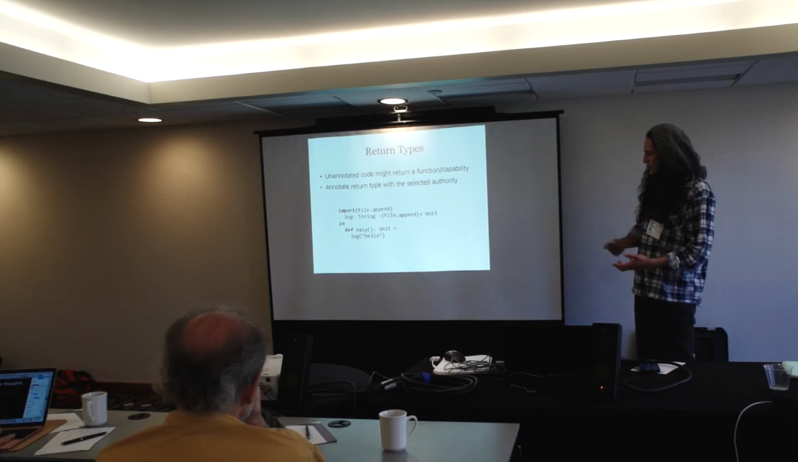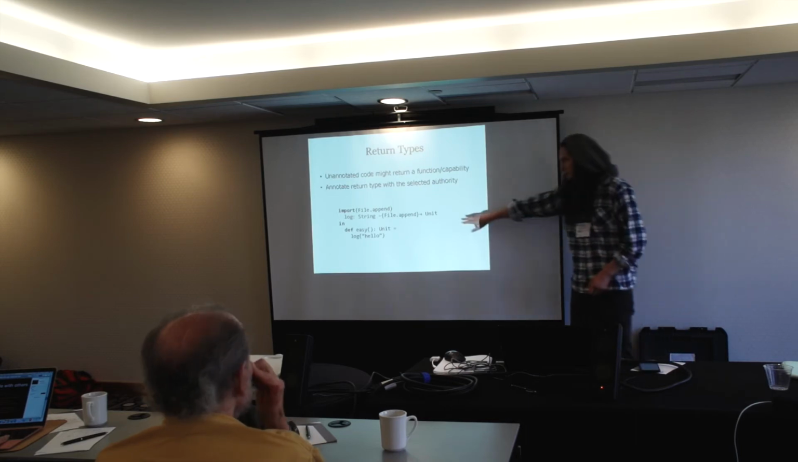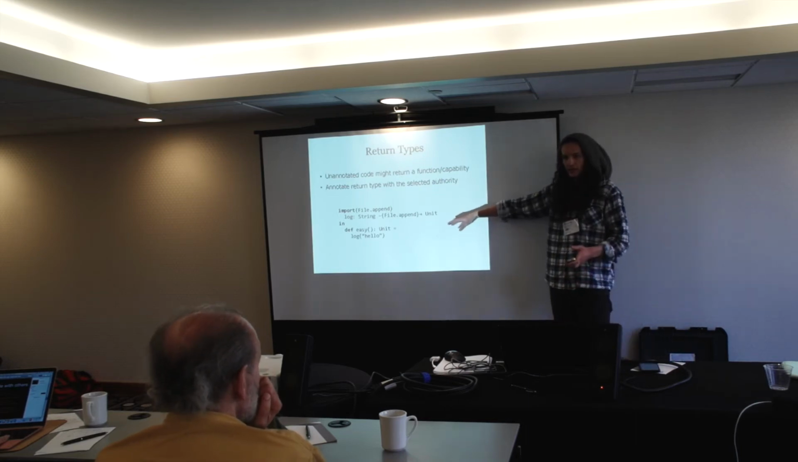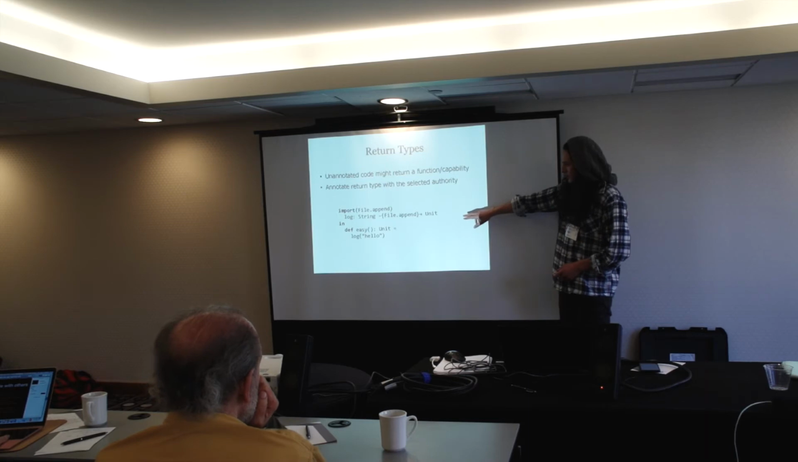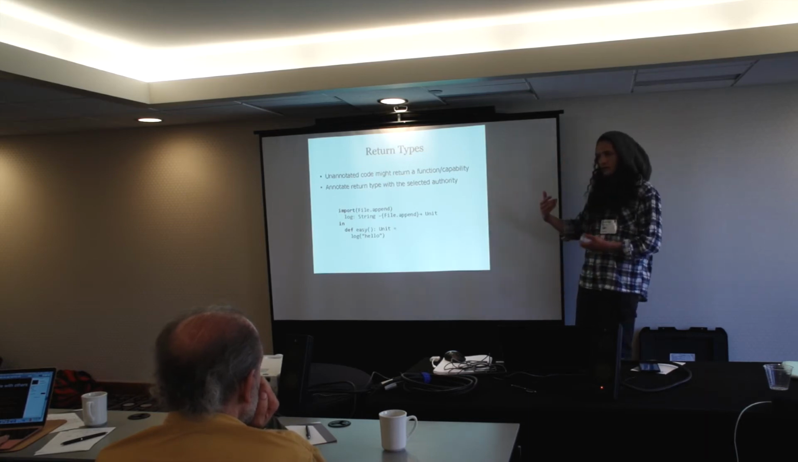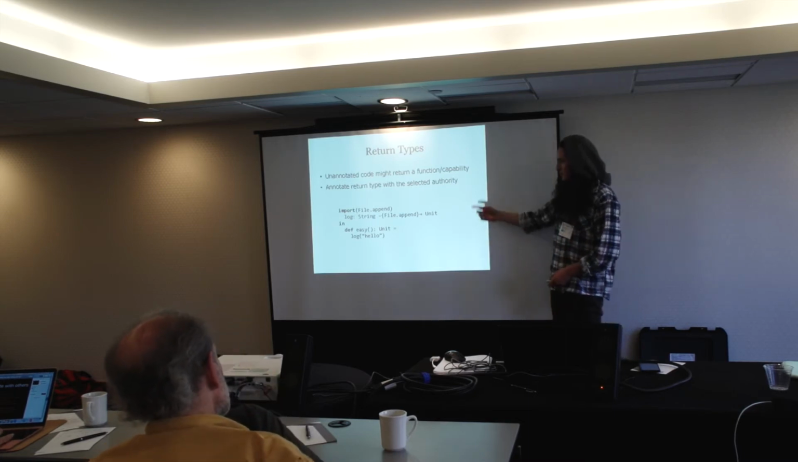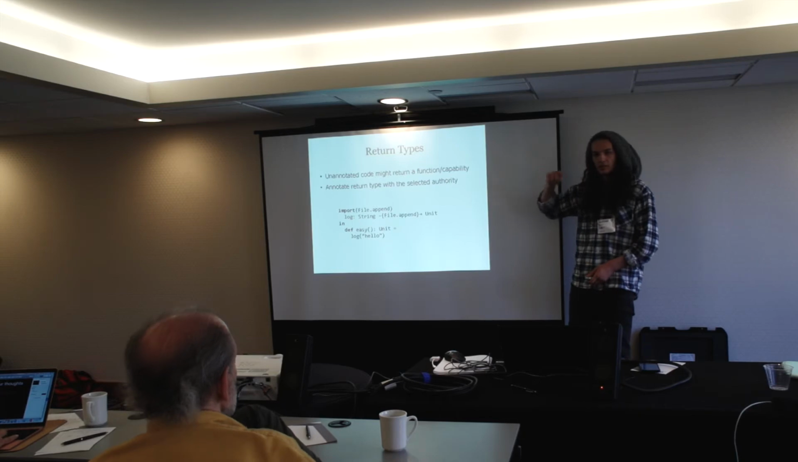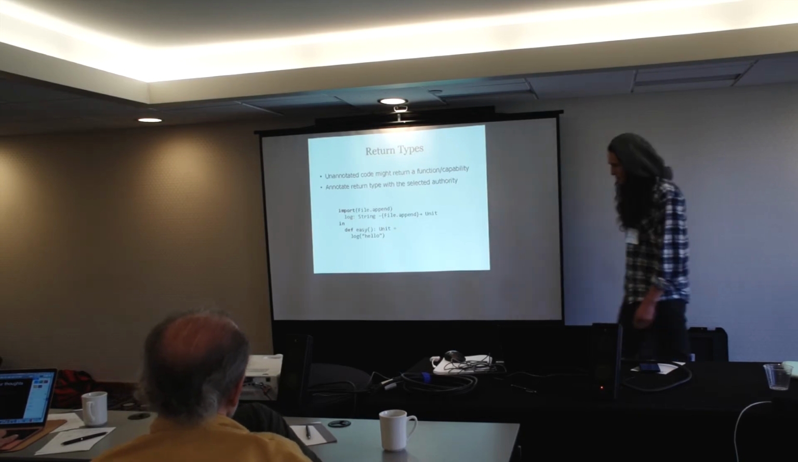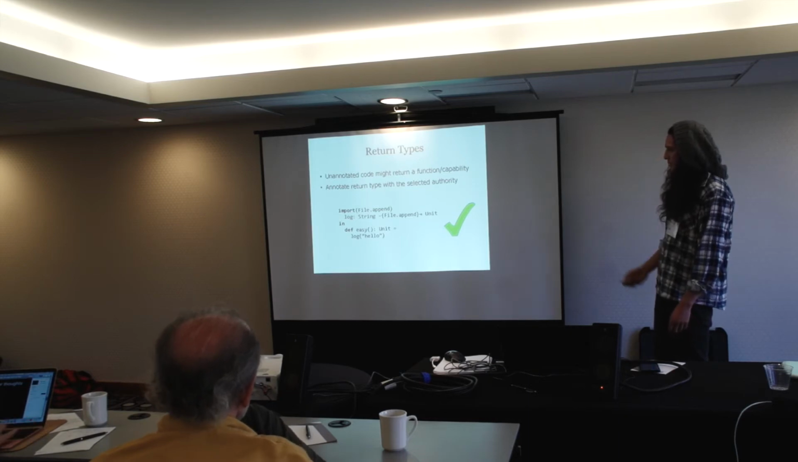And the thing that our calculus does is that we just take the type of this, which is going to be an unannotated type. In this case it takes no argument, it doesn't return anything, so it's going to be unit to unit, and we just annotate that arrow with the selected authority. So this is going to become unit to unit with file.append on the arrow. So this example will type check.